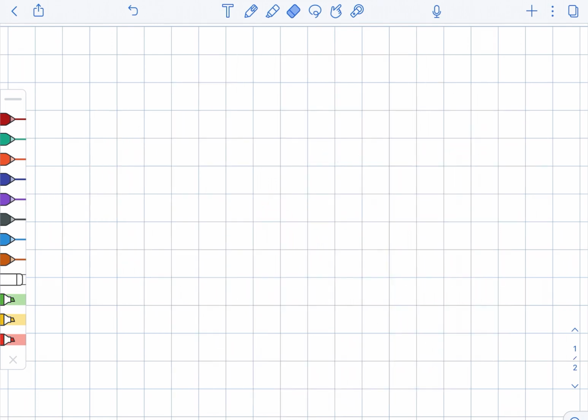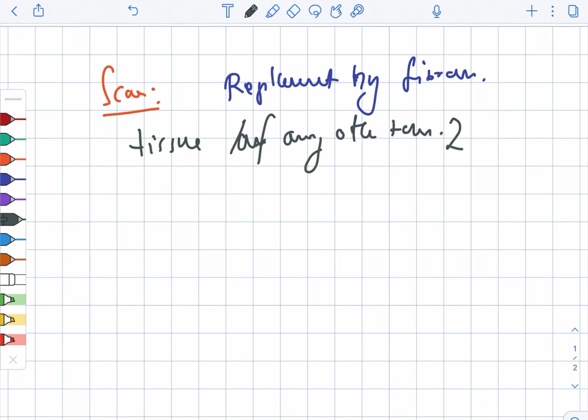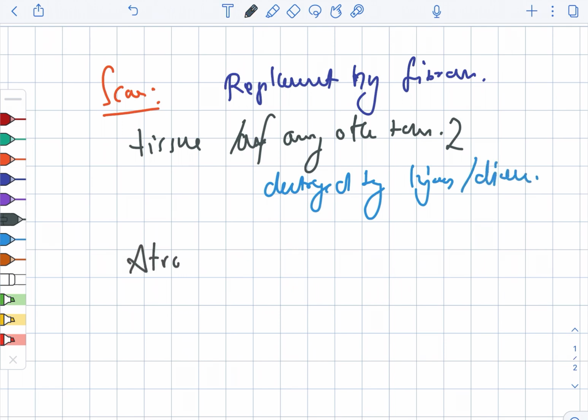Now looking at what is scar. Scar is a replacement by fibrous tissue or any other tissue that has been destroyed by injury or disease. A scar can be an atrophic scar. Atrophic scar is thin and wrinkled.